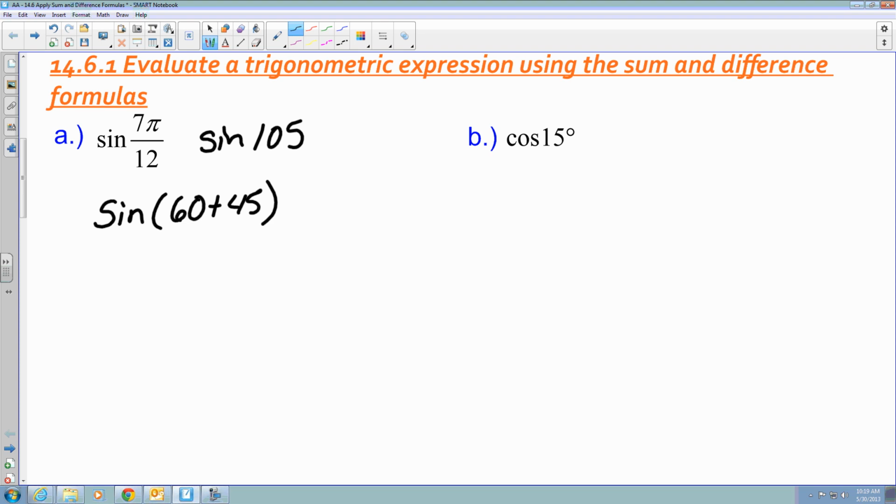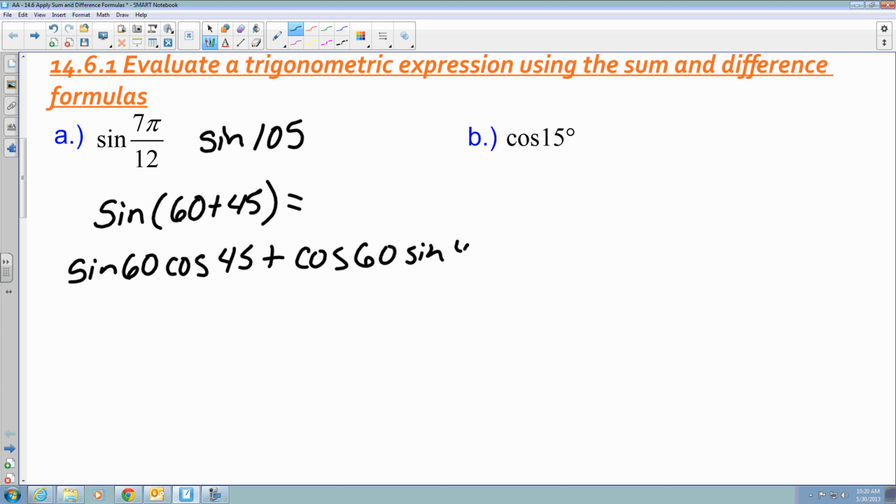So that means now I can go up, look at my chart, and I can use the sine sum formula to help us solve our trig function. So here, this is going to equal the sine of A, which happens to be 60, times the cosine of B, which is 45, plus the cosine of A, which is 60, multiplied by the sine of B, which is 45.